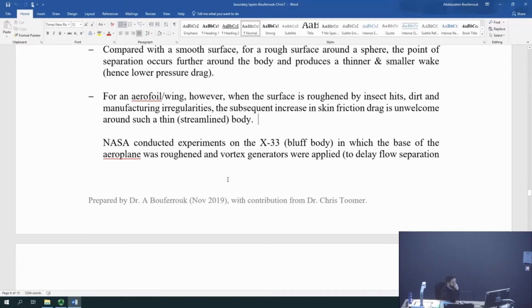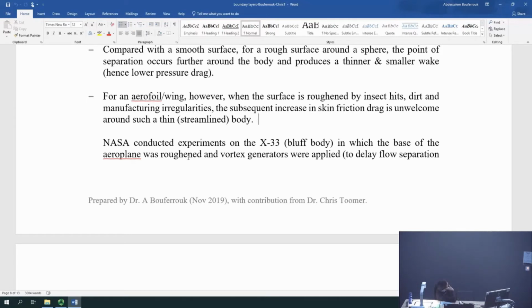Right. So now, just as an example of promoting transition to a turbulent boundary layer, which on one hand increases the skin friction drag but reduces the pressure drag, we have NASA's X-33 experimental body. So whenever you see this X, it means experimental. And of course, they have money, they have a critical mass of very clever people, and they can do whatever they like, really.